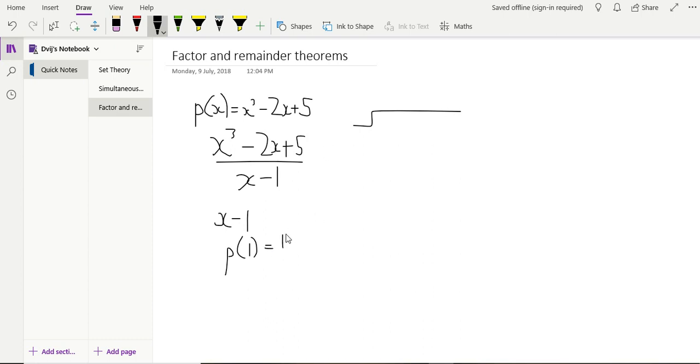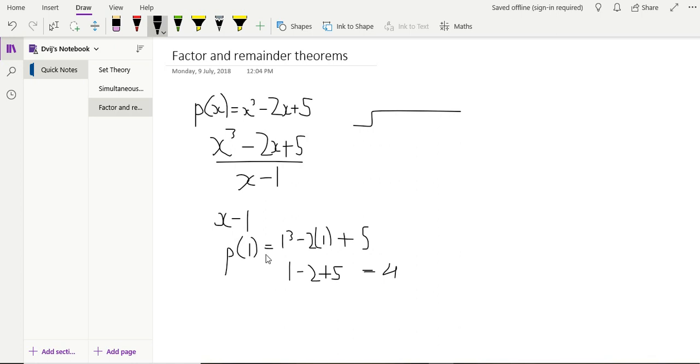So if we do 1 cubed minus 2 times 1 plus 5, that's of course going to be 1 minus 2 plus 5, which is going to be 4. And that's all it is. It's saying that if we divided x cubed minus 2x plus 5 by x minus 1, we get 4. That's it. And that's our remainder theorem.